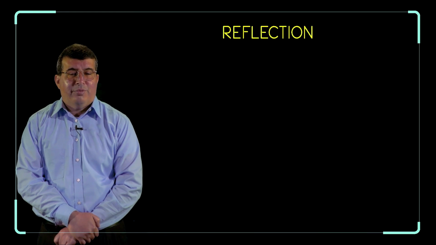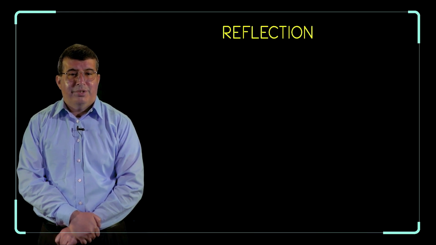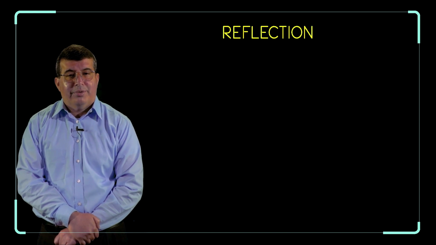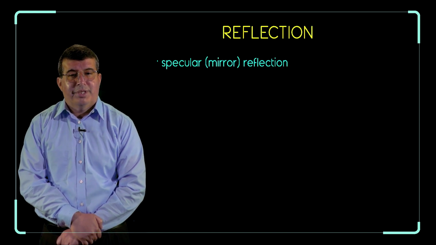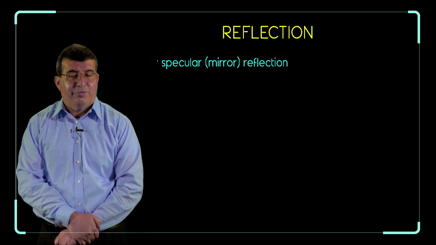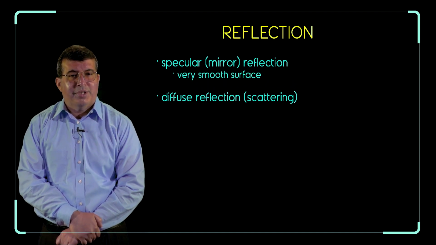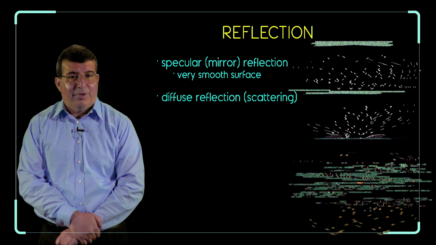Now let's talk about the reflection of light by matter. We break down reflection of light by matter into two categories, the first of which we call specular, or mirror-like reflection, and the second we call diffuse reflection, which we also call scattering. Now, specular, or mirror-like reflection, happens on very smooth surfaces. That's like the top diagram.